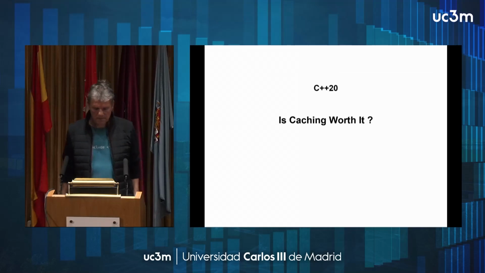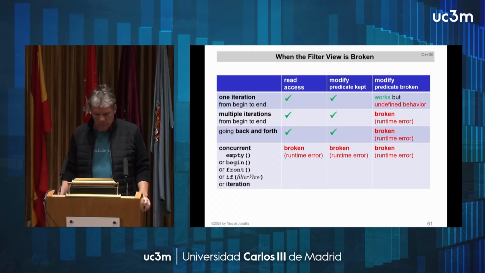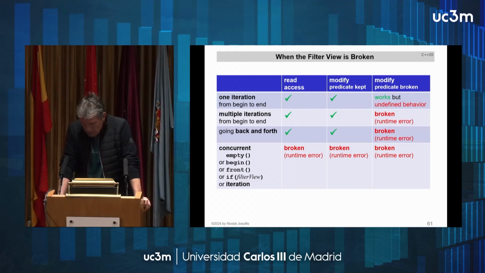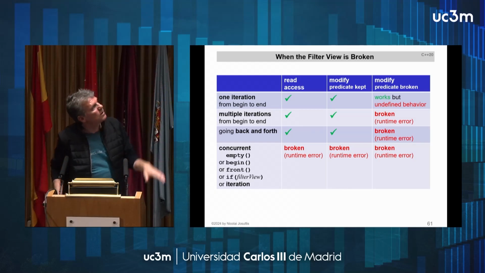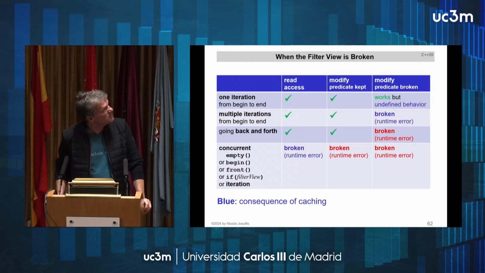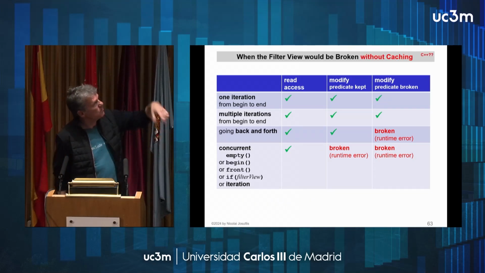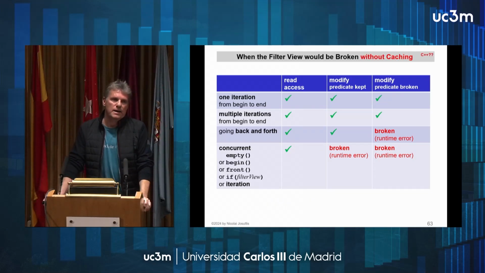Oh my goodness. So, summary. One iteration where we read, one iteration where we modify but keep the predicate, one iteration where we break the predicate, multiple iterations going back and forth, and so on, and concurrent access. So this is a matrix of what is broken and what works. And by the way, some things are only broken because we cache. So without caching, we would have this slide. I think this is better.